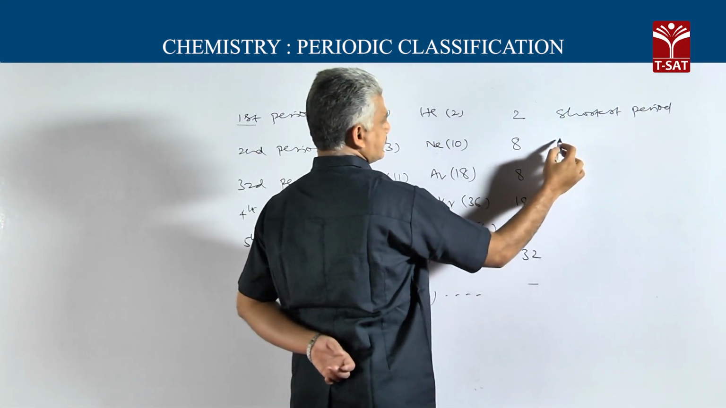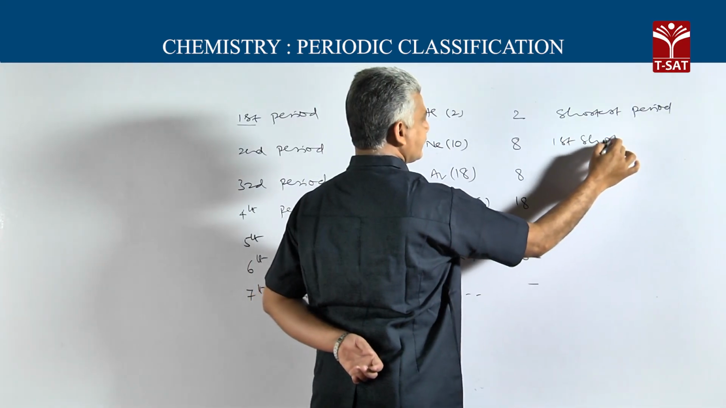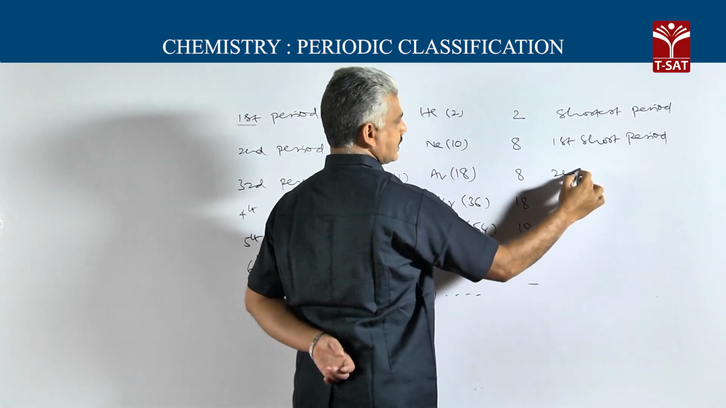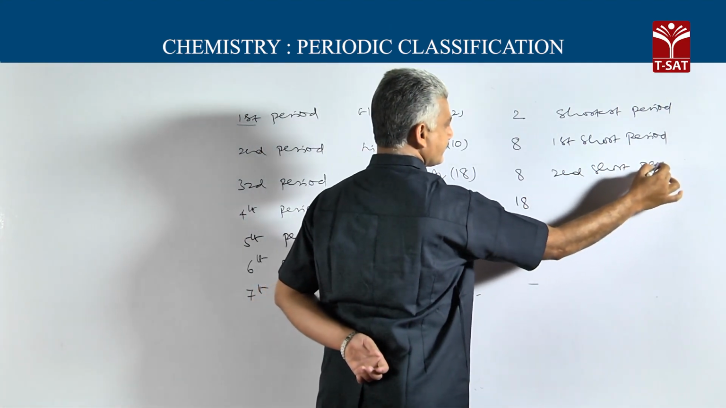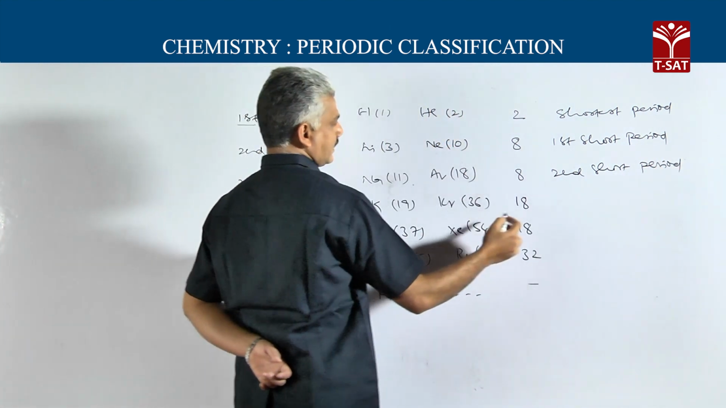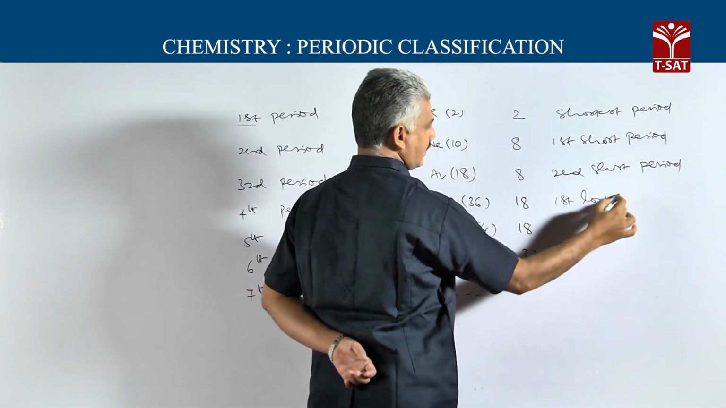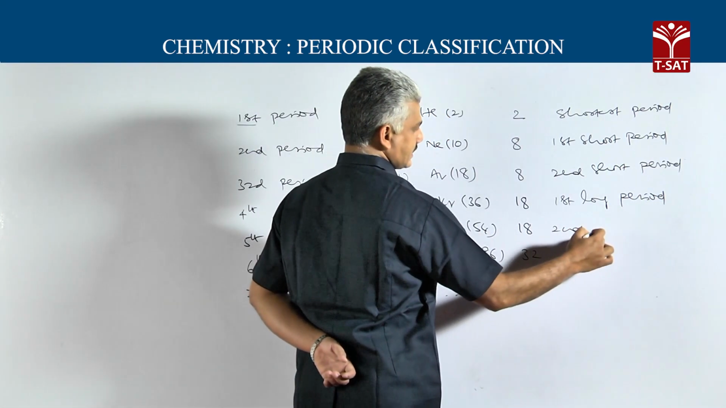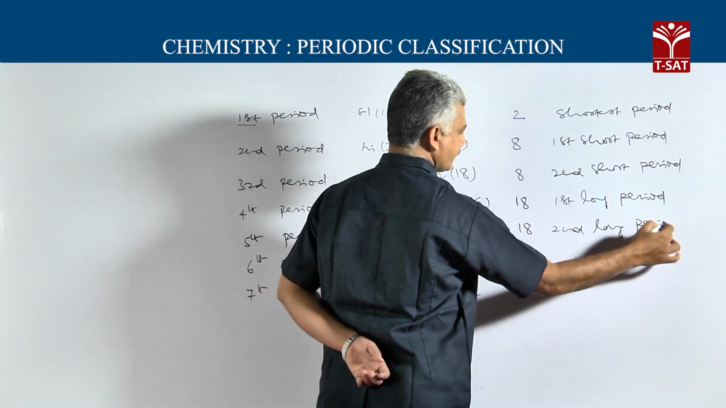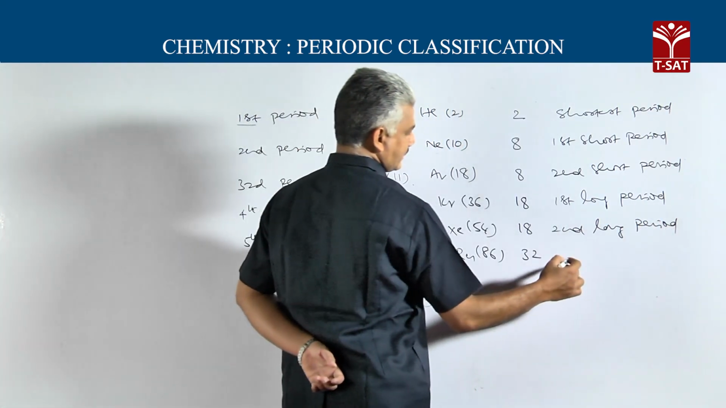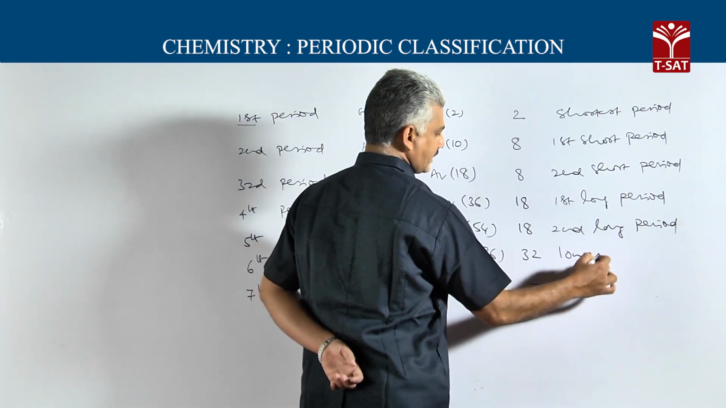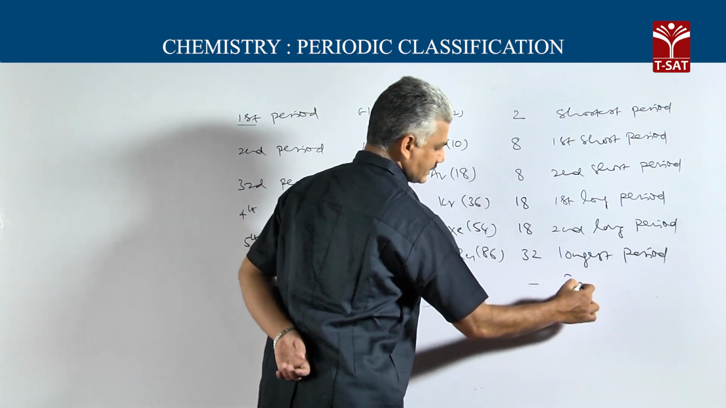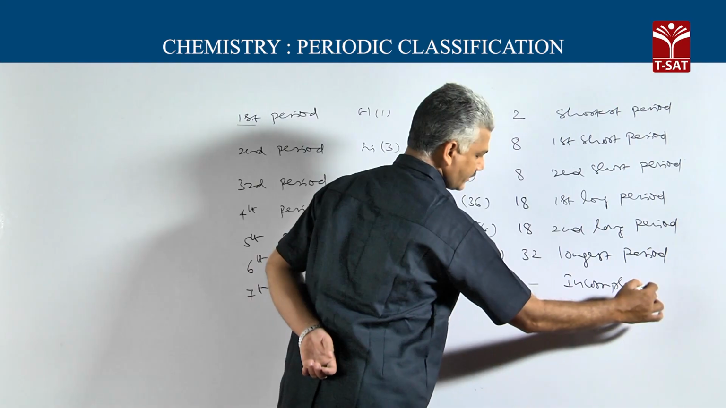The second period is known as the first short period. The third period is known as the second short period. The fourth period is called the first long period. The fifth period is called the second long period, and the sixth period is called the longest period. The seventh period is known as the incomplete period.